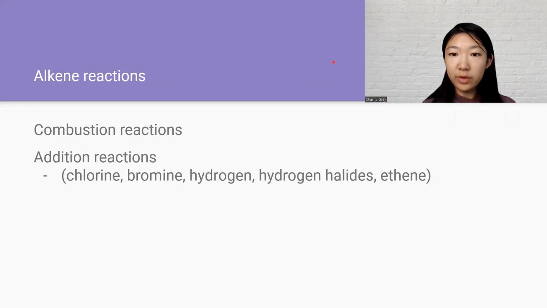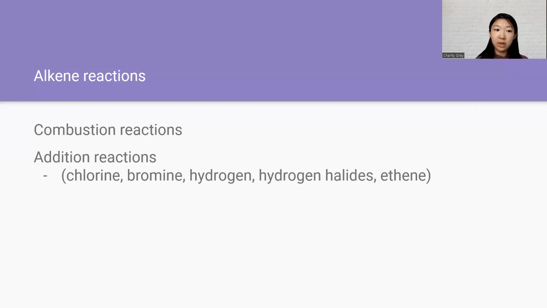A lot of the reactions we talk about alkenes actually happen on the double bond, and that's why alkenes are so much more reactive than alkanes. Because in alkanes, remember, we only had a few reactions, for example, combustion, but in alkenes, we'll have a lot of addition reactions, and you will see these reactions later on. These reactions will include chlorine, bromine, hydrogen, hydrogen halides, and ethene, and more, right?